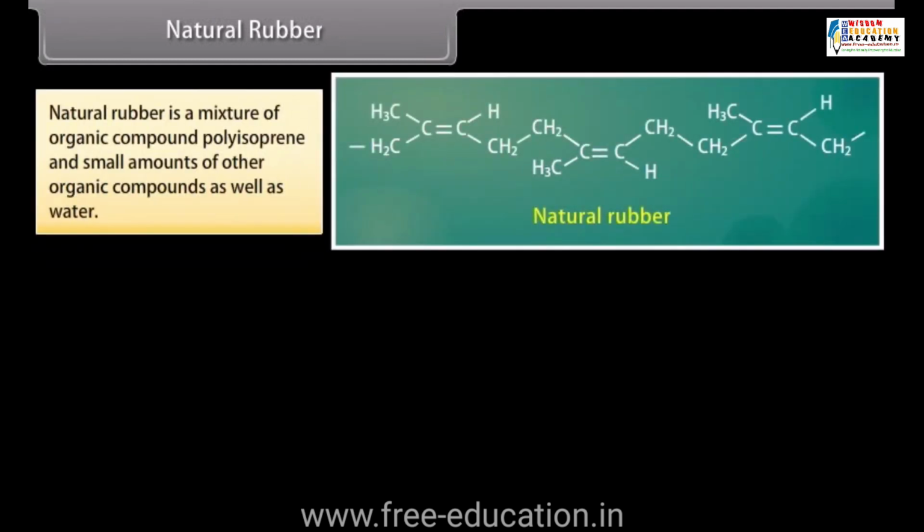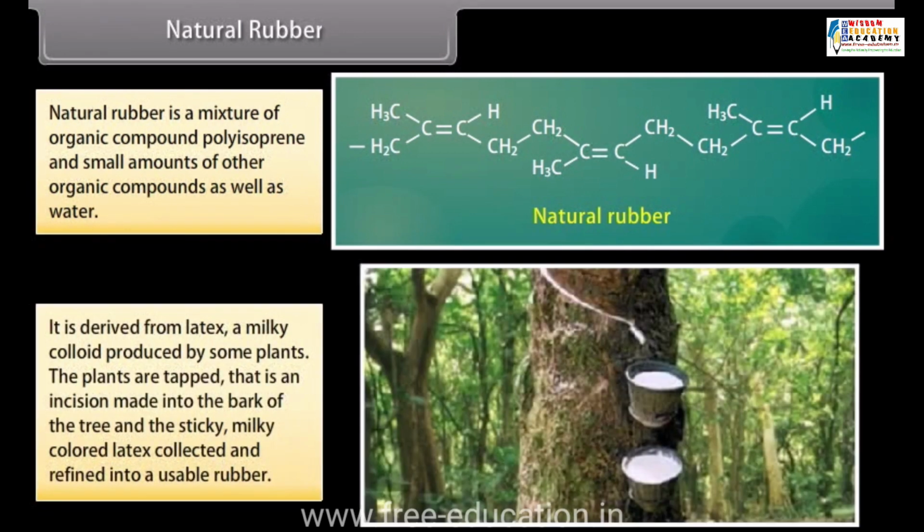Natural rubber. Natural rubber is a mixture of the organic compound polyisoprene and small amounts of other organic compounds as well as water. It is derived from latex, a milky colloid produced by some plants. The plants are tapped, that is, an incision is made into the bark of the tree, and the sticky, milky-colored latex is collected and refined into a usable rubber.